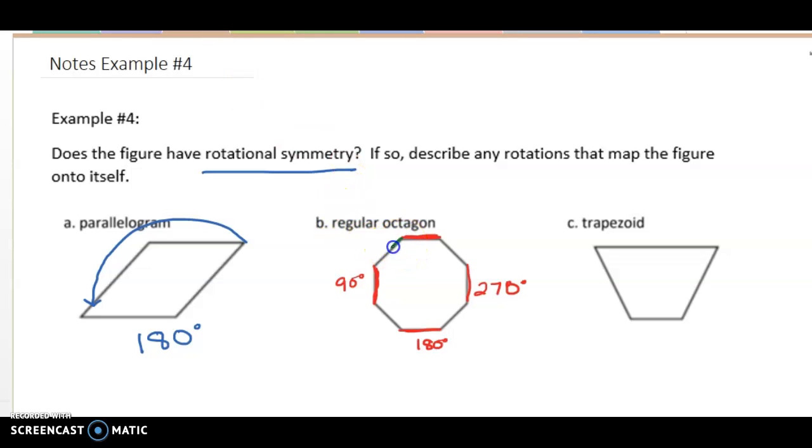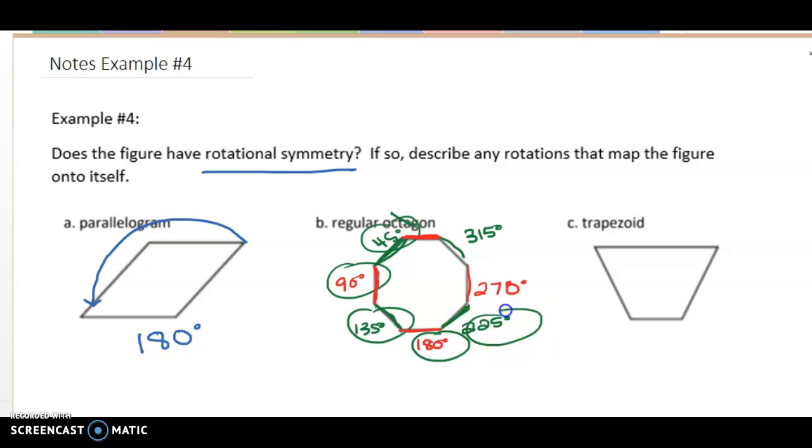Because if I go halfway to 90, I would be right here. That's 45 degrees, and this would be rotational symmetry too. And then if I go halfway between 90 and 180, that's 135. I would also have rotational symmetry. And then halfway between 180 and 270 is 225. That would be rotational symmetry. And then halfway between 270 and 360, that would be 315 degrees. So this would have several rotational symmetries: 45, 90, 135, 180, 225, 270, and 315.